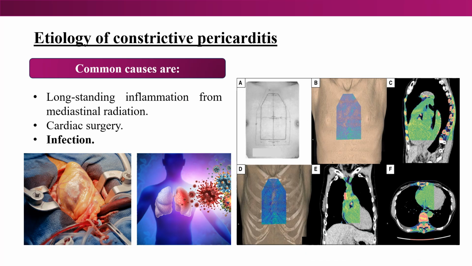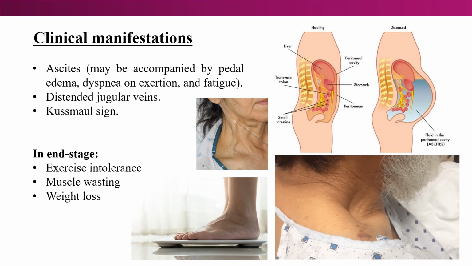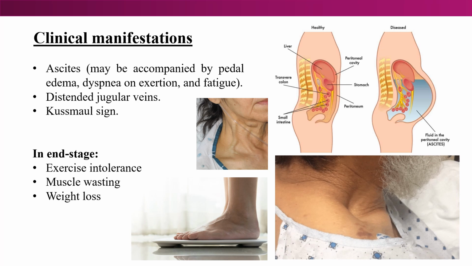Etiology and clinical manifestations. Long-standing inflammation from mediastinal radiation, cardiac surgery, or infection is usually the cause of constrictive pericarditis. Ascites is a prominent early finding and may be accompanied by pedal edema, dyspnea on exertion, and fatigue. The jugular veins also are distended.